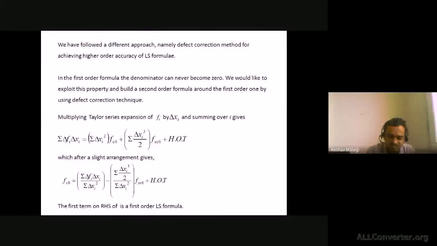Shall I continue? Yes, sir. So this looks like whatever we had derived for the first order approximation. So there is a correction over this first order, which is this term. So now how do we approximate this to get the second order?